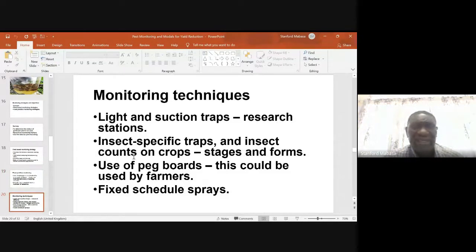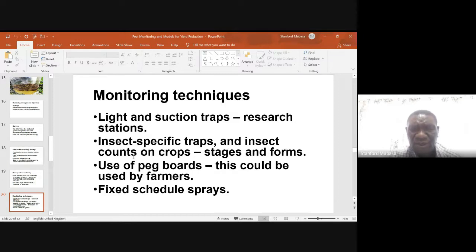Now, monitoring techniques, some of them use light and the suction traps, especially what is done at research stations. We also have insect-specific traps, and insect counts on crops, which can be done. We can identify stages and the forms of the insects.